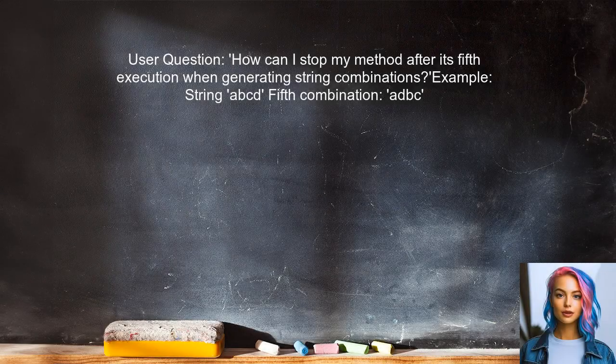Let's look at the specific question that sparked this discussion. One user asked, "How can I stop my method after its fifth execution when generating string combinations?" They provided an example with the string ABCD and wanted to find the fifth combination, which is ADBC. Sound familiar? Let's explore how to solve this.